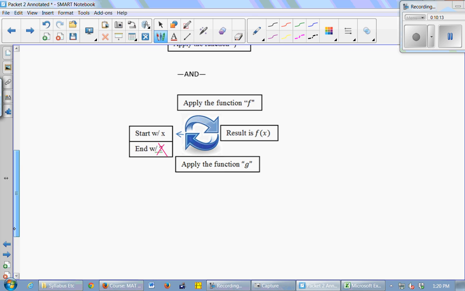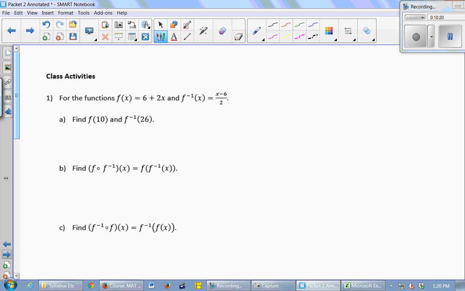Yeah, as long as you know that the two functions are inverses, you don't have to do anything. You know it's going to bring you back to where you started. Yeah. That's it.